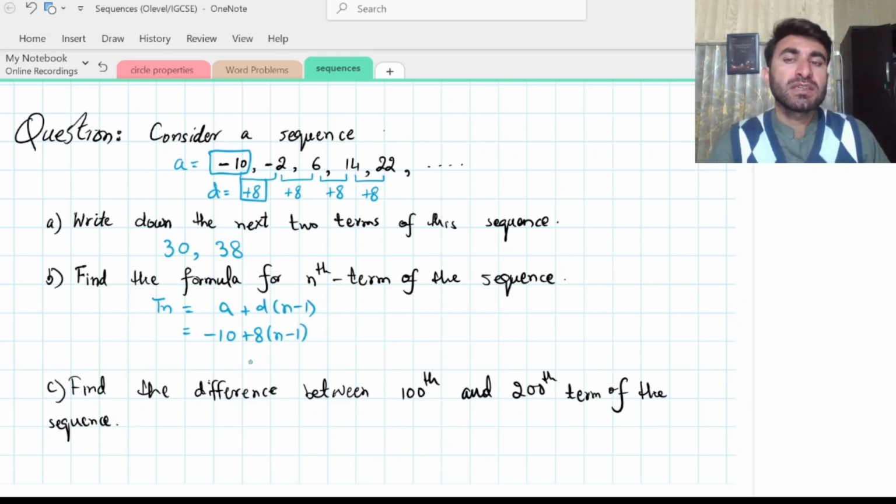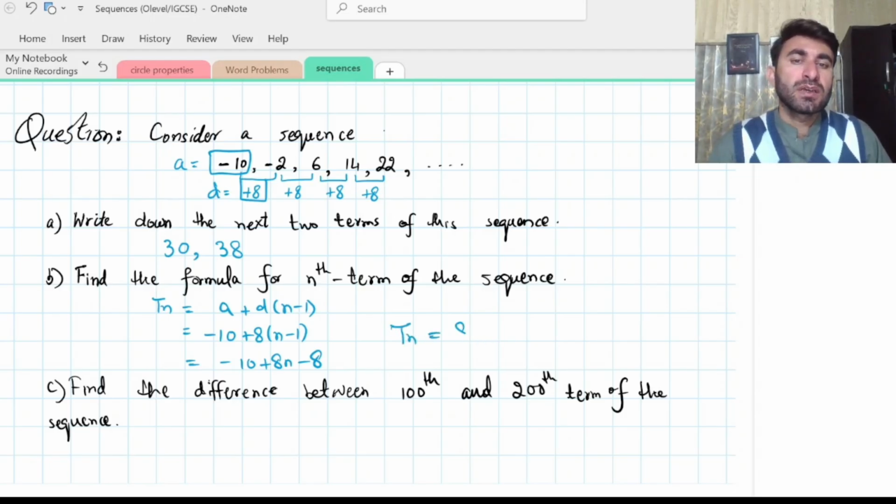So just replace the values over here, and it shall become minus 10 plus 8 times n minus 1. Multiply 8 with n minus 1, and that becomes minus 10 plus 8n minus 8, and after we simplify, the nth term of this sequence becomes 8n minus 18. So this is the formula for nth term of the sequence given.